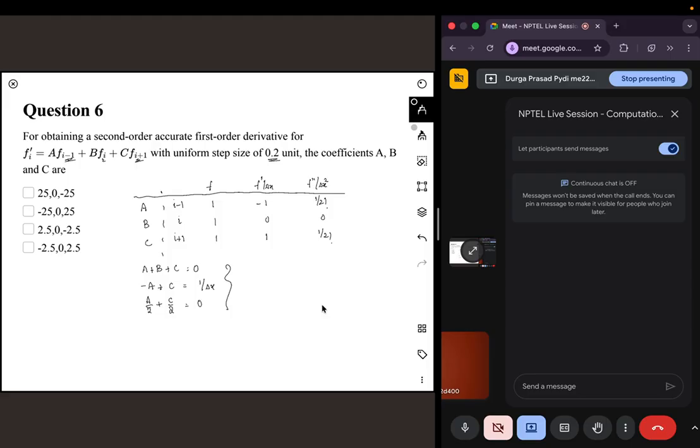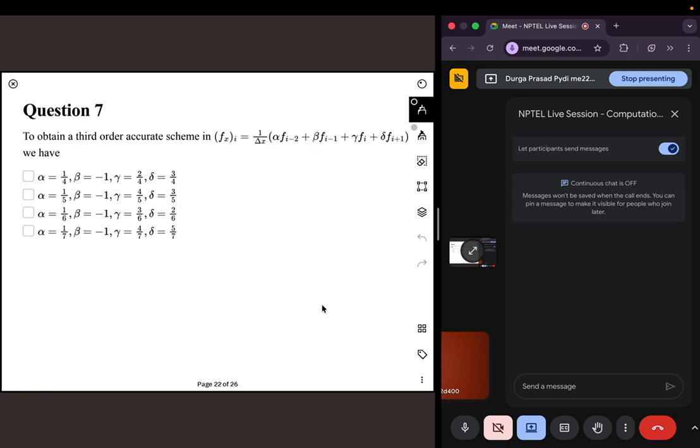Yeah, so solving these equations again, I'm just skipping that part. I'll post the solutions of this, so you'll know the answers when you prepare for the exam. All of these are in the same form. So obtain a third order accurate scheme. Here the difference is we are explicitly saying that I need a third order accurate scheme. So what are the values of alpha, beta, gamma and delta? So how many equations do I have to take?